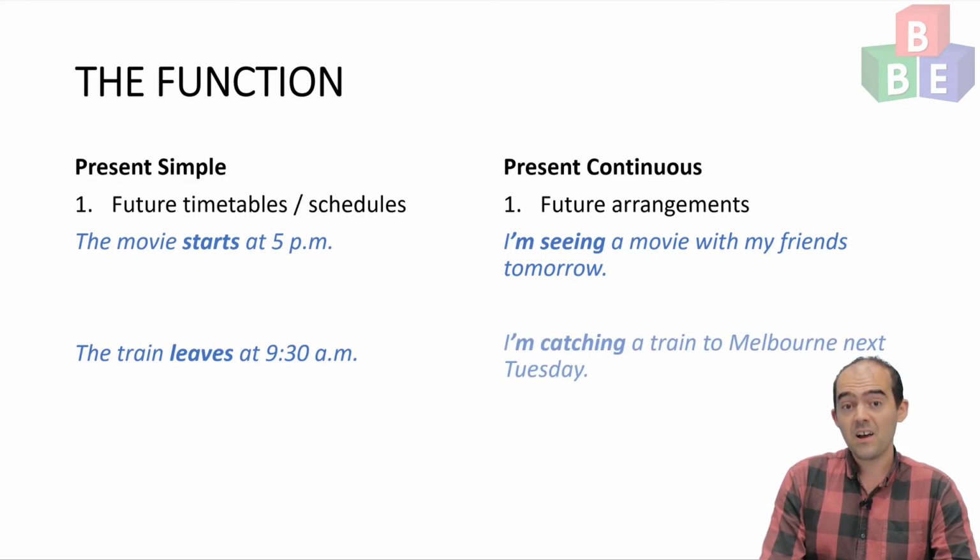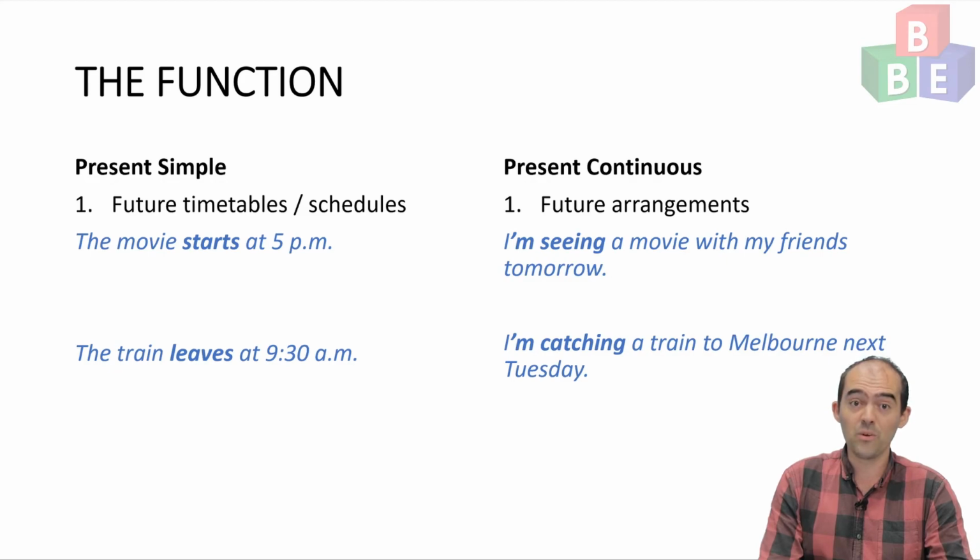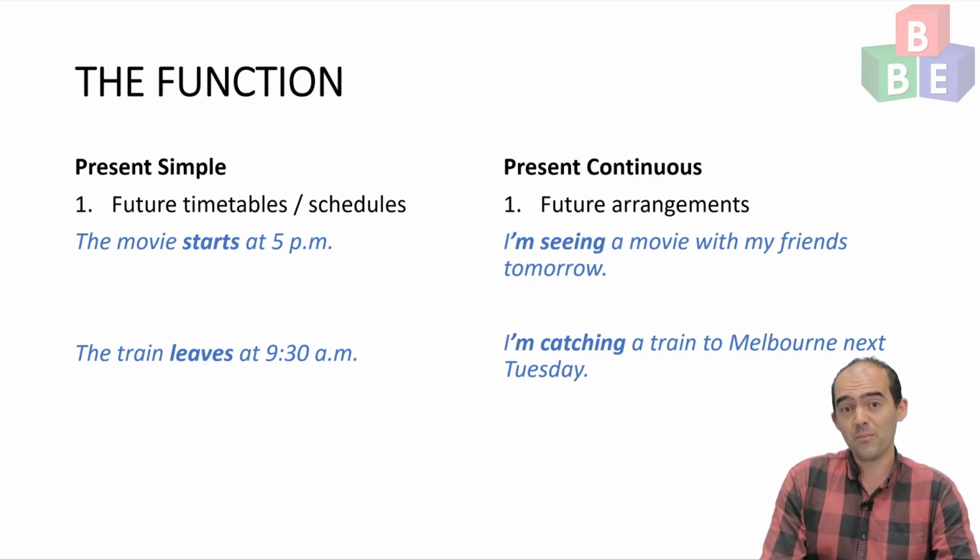Similarly, I could say, I am catching a train to Melbourne next Tuesday. This arrangement is with the rail company because I have already bought a ticket. That is why it is an arrangement.